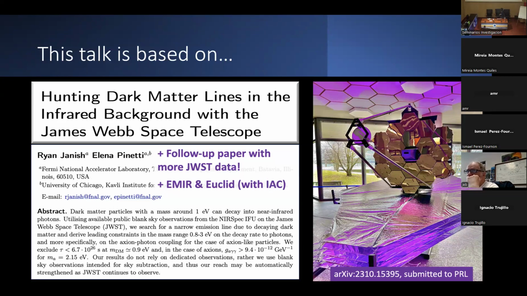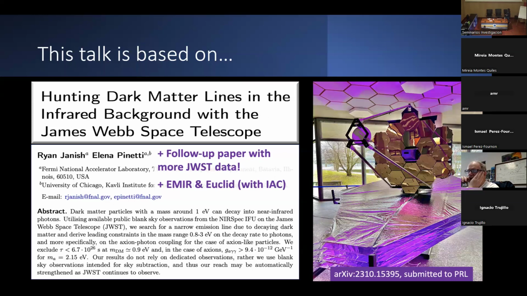And to the best of my knowledge, this is also the first time that people derive constraints on dark matter by using an infrared telescope. I will also show some preliminary results that will go in a follow-up paper with Ryan, where we're using more JWST data.